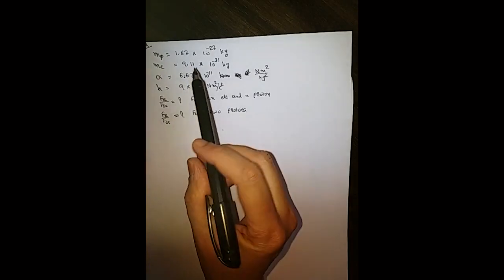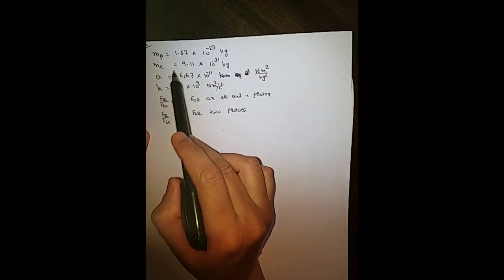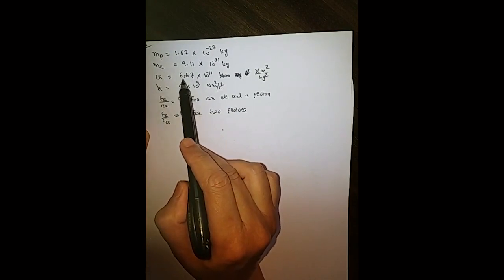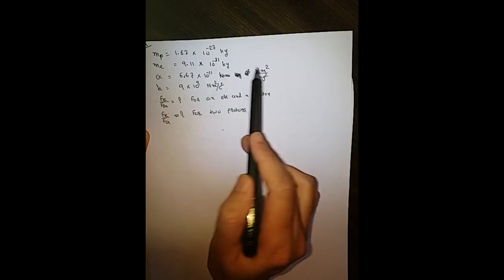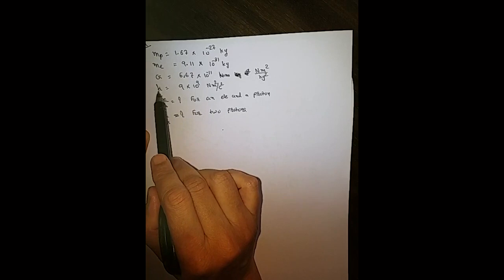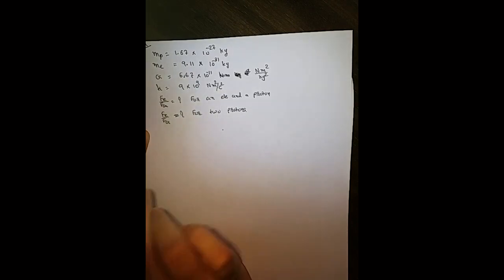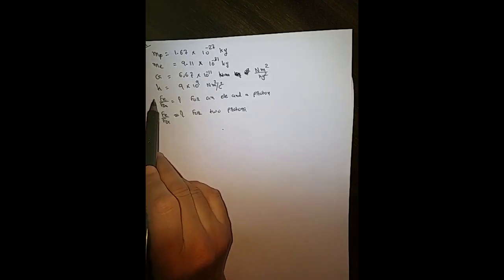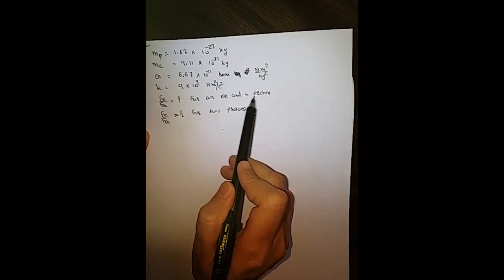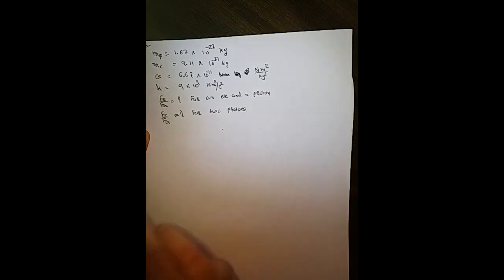I have written data here: mass of proton, mass of electron. To calculate gravitational force, we need the gravitational constant, so you have to remember this data. It is 6.67 into 10 raised to minus 11 Newton meter square per Coulomb square. For calculating electric force, we need Coulomb's constant, which is 9 into 10 raised to 9 Newton meter square per Coulomb square. I have to find the ratio Fe upon Fg for an electron and a proton. And second, I have to find Fe upon Fg for two protons.